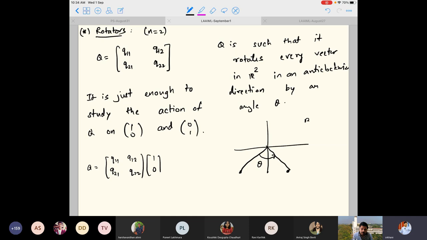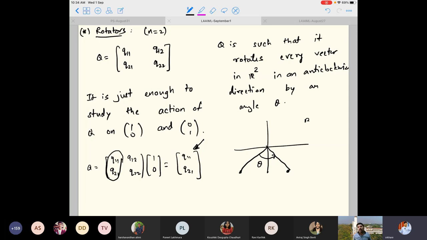When you multiply by (1, 0), what do you get? You get the first column of the matrix, right? So you get this column Q11, Q21, which is nothing but the first column. So when you inspect the action of this matrix Q on (1, 0), that action is going to tell you the first column of your matrix transformation. And similarly, when you look at the action on the vector (0, 1), it is going to give you the second column of this transformation.